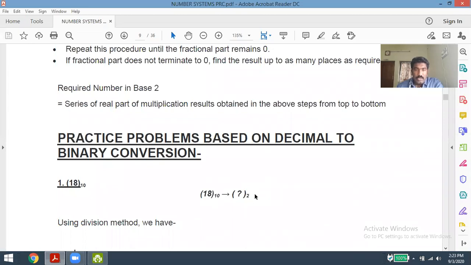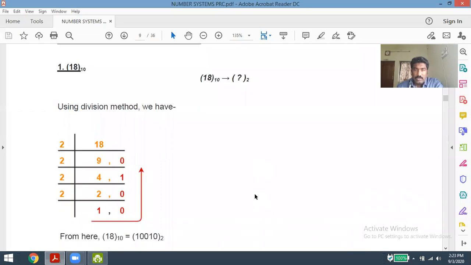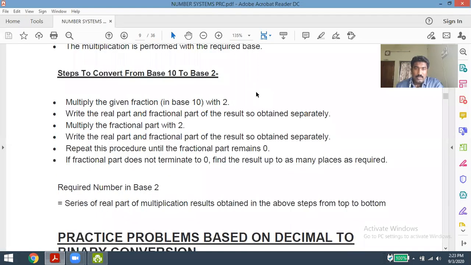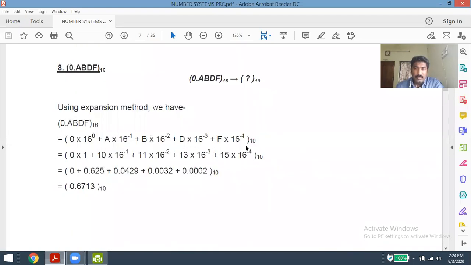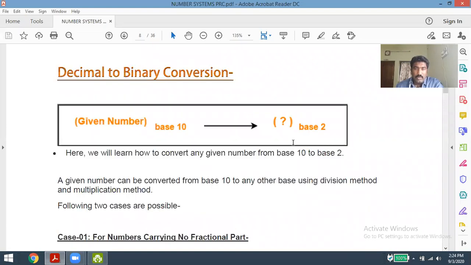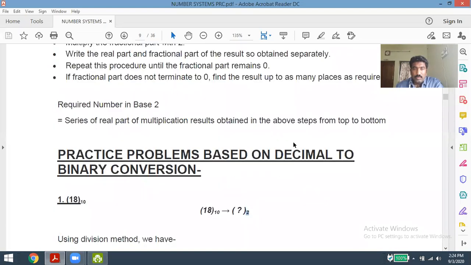So I want to go for the division mechanism. This is the division method. Take the 18 here. Now take the base value I want, which is 2. The given base is 10, and I want to convert into base 2. In the previous section, we converted base 2 to base 10 with the help of expansion. Now we go for the division method.